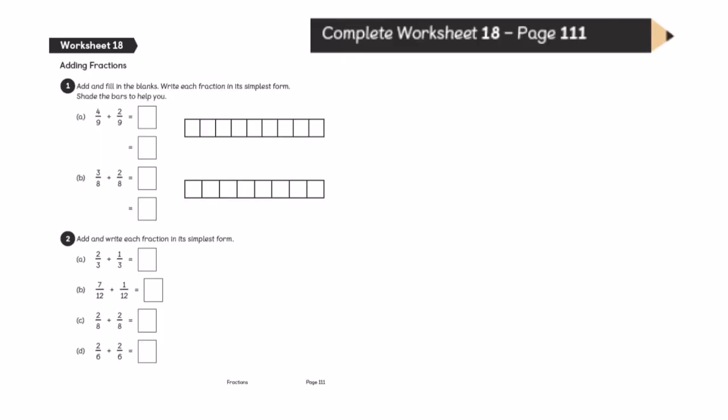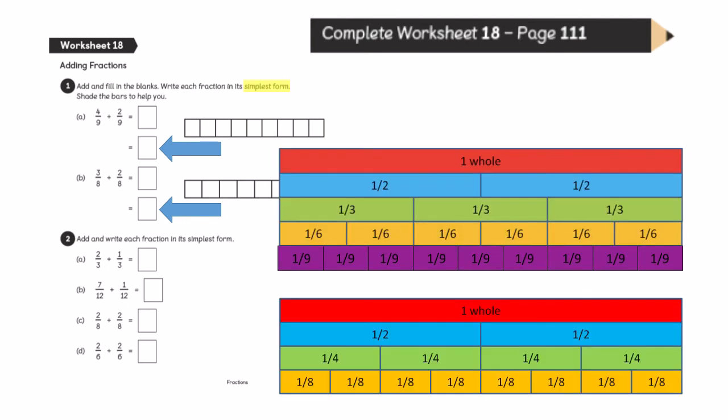Here is your independent practice for today. I would like you to do page 111. You will notice that we have skipped out worksheet 17. That's okay. We're not going to do that one as part of our home learning. So instead, go straight to worksheet 18, page 111. I'm going to point out these two boxes here because the question's asking you to add the fractions and then write the fraction in its simplest form. I'm going to leave this fraction wall up because it might help you to work out the simplest form of the fraction.